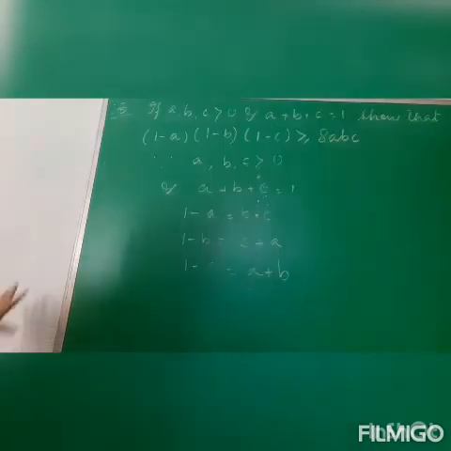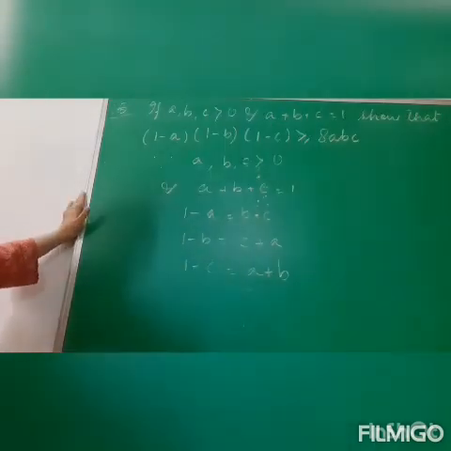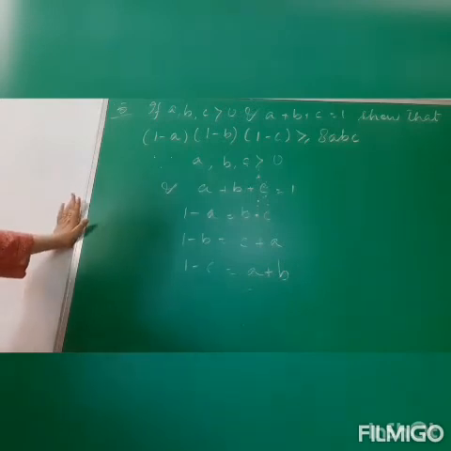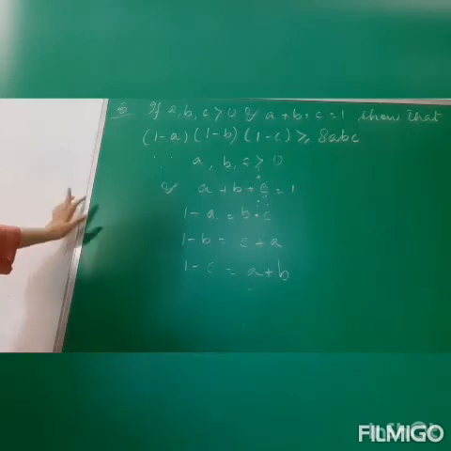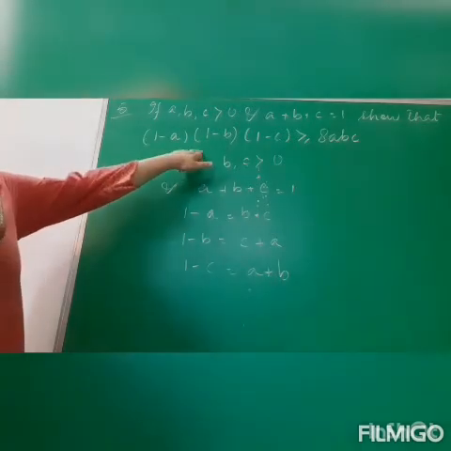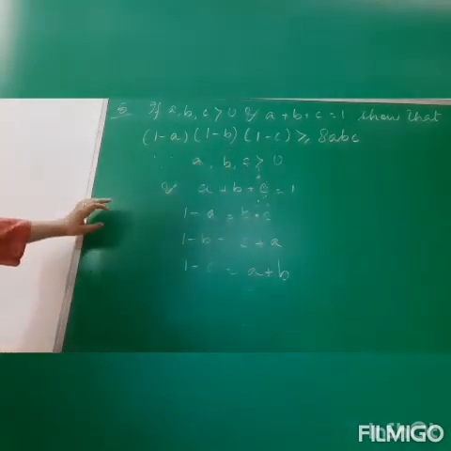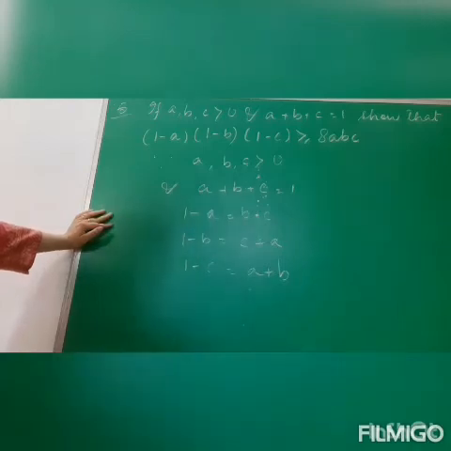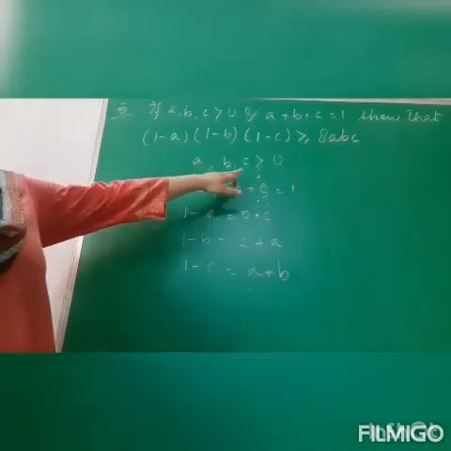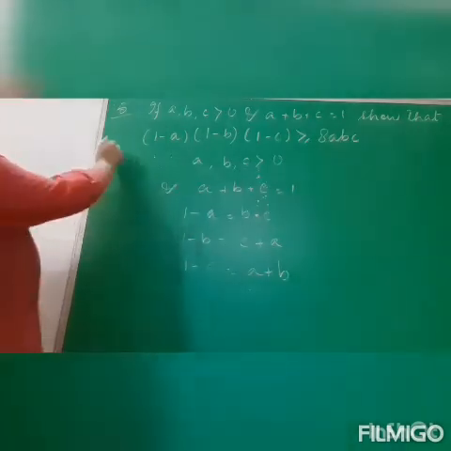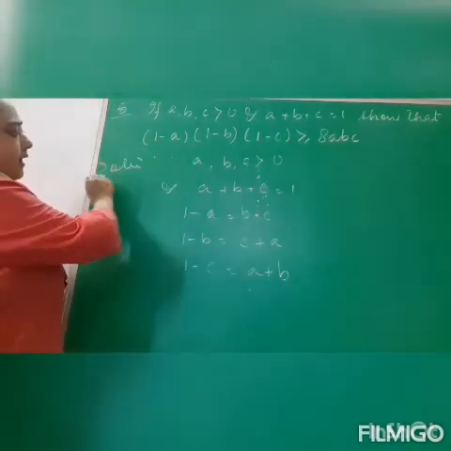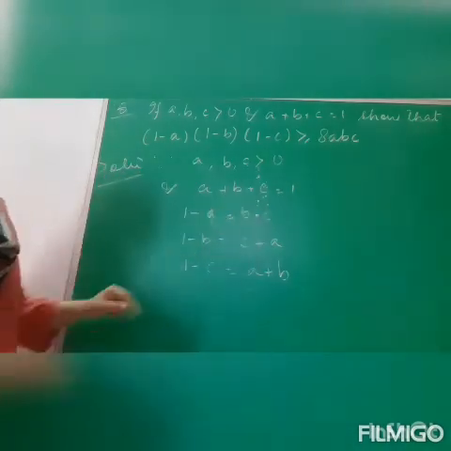Okay. Now let us move on to the next question, number 5. If a, b, c is greater than 0 and a plus b plus c is equal to 1, then we need to show that (1 minus a) into (1 minus b) into (1 minus c) is greater than or equal to 8abc. It is given that a, b, c is greater than 0, right? And also a plus b plus c is equal to 1.